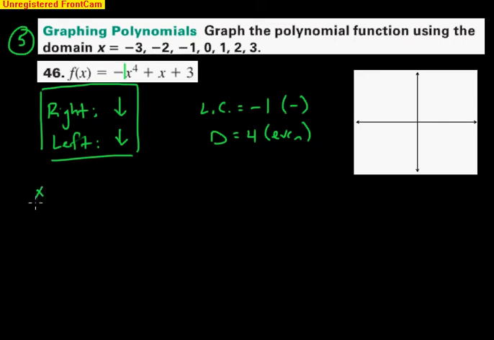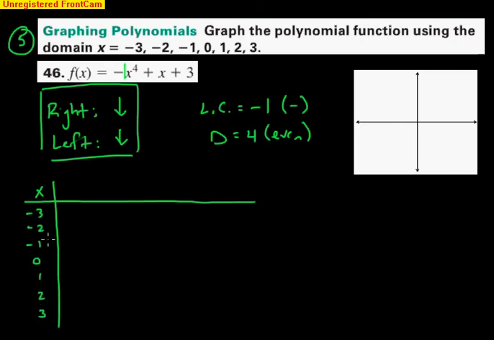I'm going to create the table in green, and then I'll fill it in orange. So here's my x's: negative 3, negative 2, negative 1, 0, 1, 2, 3. And this table will be provided for you on the test. I'm going to show the substitution for a couple of them. And then here's my y, or my f of x.